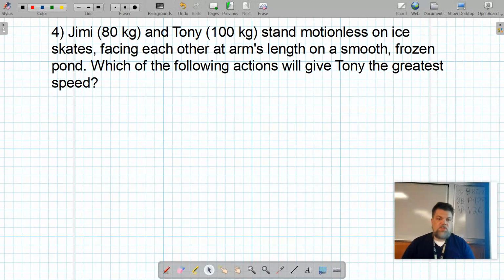All right, so it says Jimmy has a mass of 80 kilograms and Tony has a mass of 100 kilograms. They stand motionless on ice skates facing each other at arm's length on a smooth frozen pond. That means you ignore friction. Which of the following actions will give Tony the greatest speed?